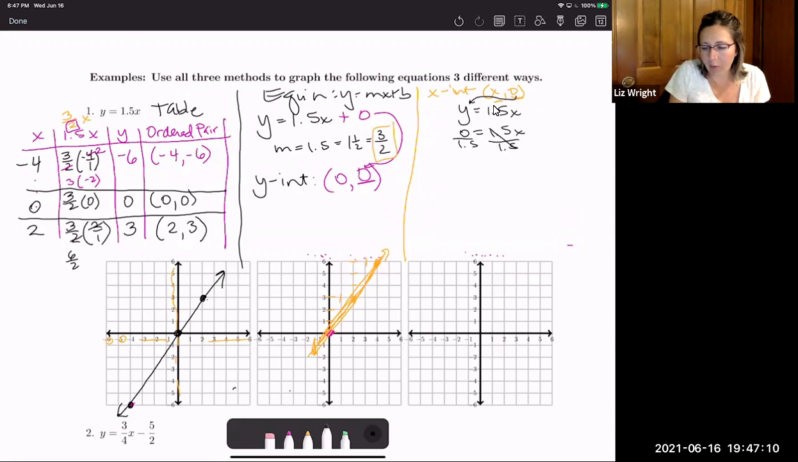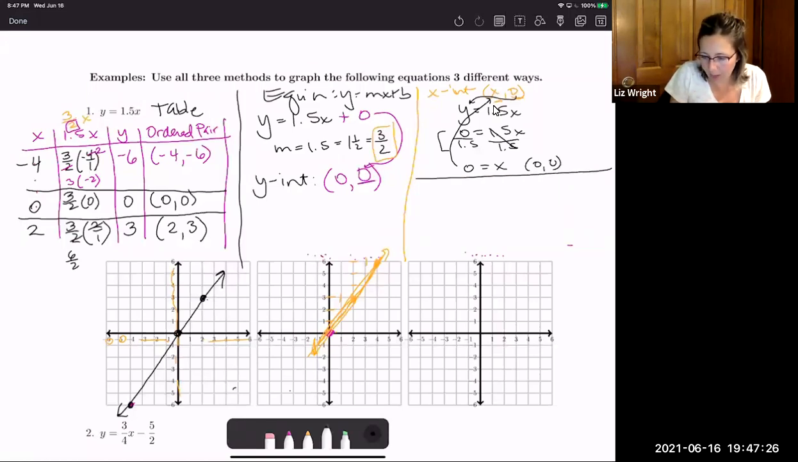And 0 over 1.5 is 0. So 0 equals x. Okay, well, that's not so helpful. What I found is that 0 is going to plug in there, and so the ordered pair I would graph is 0, 0.